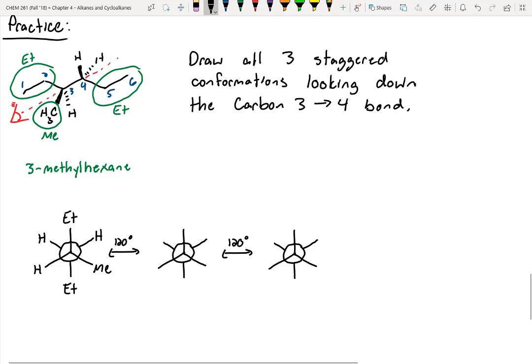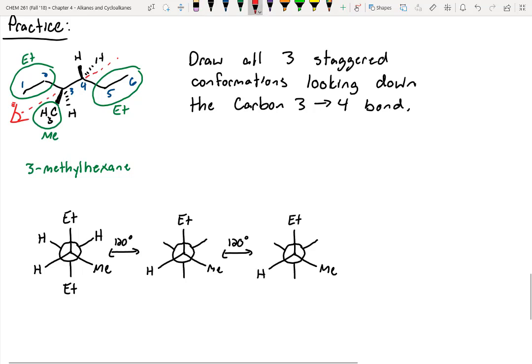All right, so just like I said before, when you're doing these rotations, keep either the front carbon static or the back carbon static. You don't want to move both at the same time. So let's just keep the front carbon static. So I'm going to copy everything over. The front carbon is staying put. I'm only rotating the back carbon.